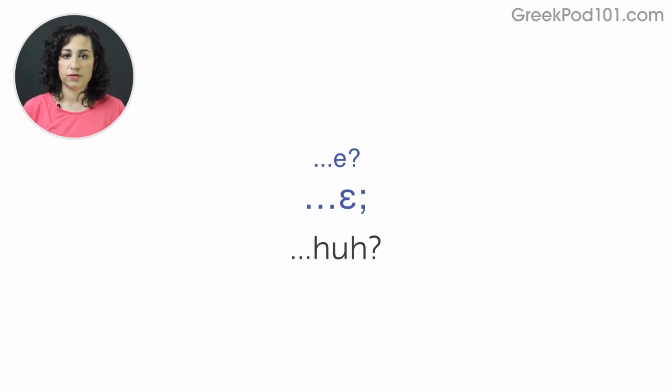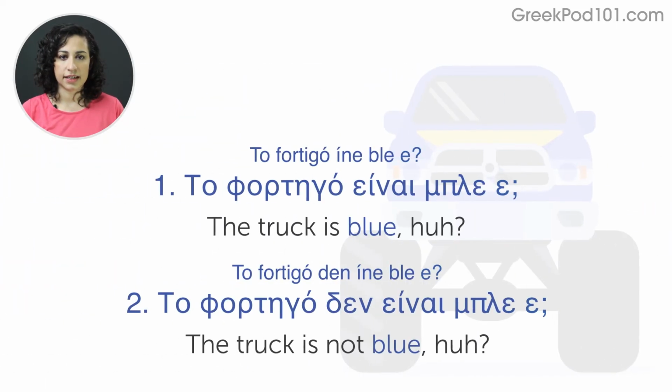Another common way to form a tag question is by using the very casual huh? Technically, it could also be used in these Greek examples I mentioned, but since the word immediately before it would be ble, blue, which also ends in the same sound, we would have a very long unattractive sound, ble. So keep that in mind if you don't want to sound like a sheep when using it as your tag question.